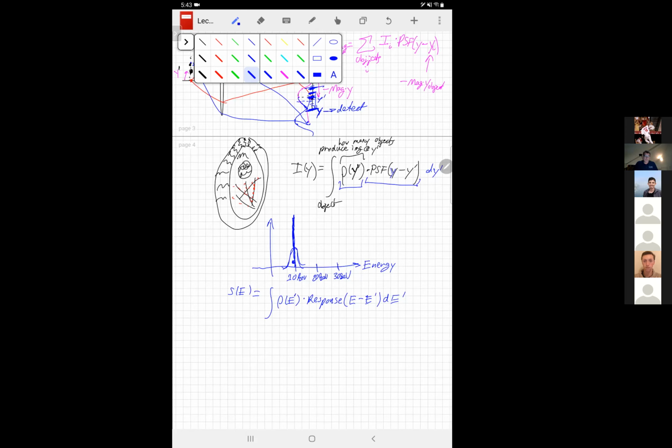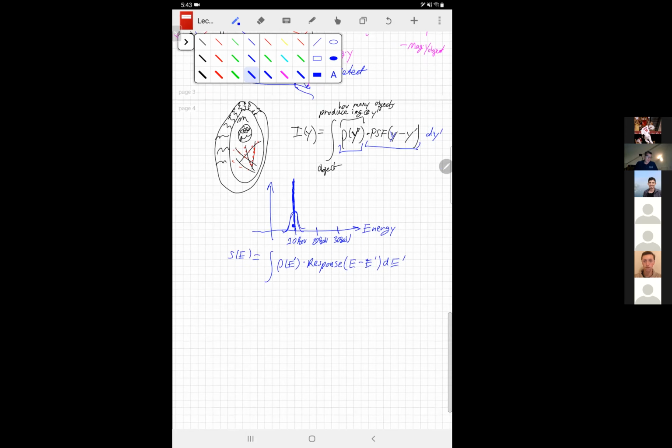What I want you to take away is that these kinds of integrals, where you've got something about your input, whether it's how many objects are emitting light that would produce an image centered at y prime, or how many objects are coming in with an energy, multiplied by something that depends on how your instrument operates and the difference y minus y prime, show up a lot in scientific data analysis.